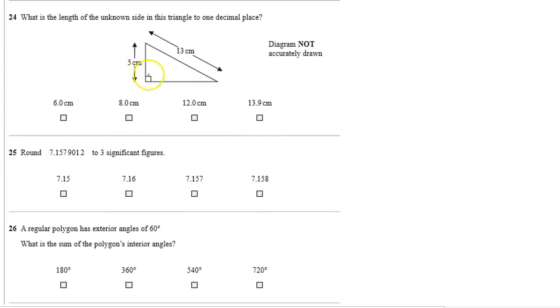This is a right angle triangle. What is the length of the unknown side? This is the Pythagoras theorem. The biggest side is the side opposite the 90 degree angle. Always remember that. If the triangle is like this and it has a 90 degree angle, this one is the biggest side.